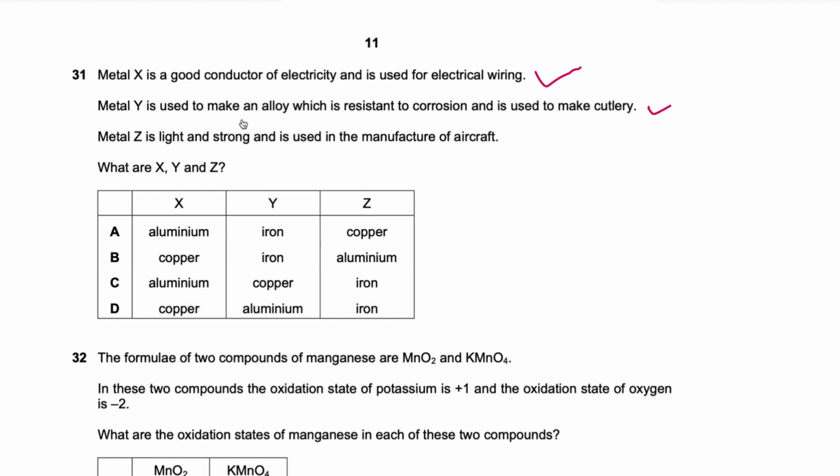Metal Y is used to make an alloy, so it cannot be steel, it's iron. Steel is already an alloy, but what is used to make the alloy is Y, which is iron, and is resistant to corrosion and is used to make cutlery. Yes. Metal Z is light and strong and is used in the manufacture of aircraft. Aluminium. This one will be aluminium.